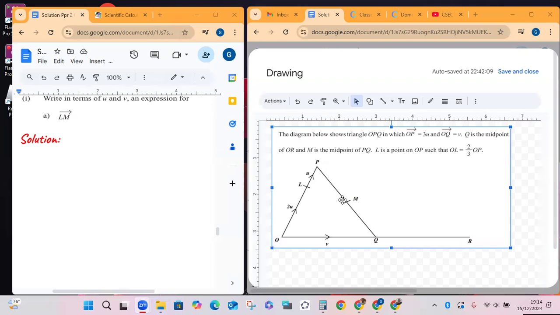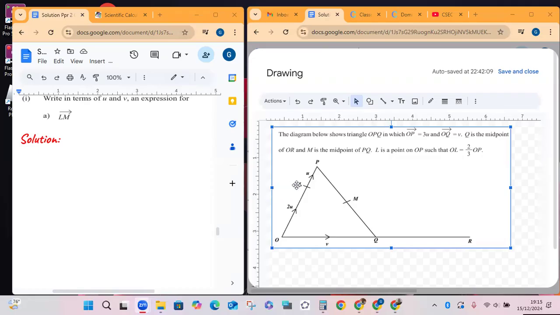And M is the midpoint of PQ. So PM is half of PQ. Okay. L is a point on OP such that OL is 2/3 OP. Yeah, that makes sense because remember that's 2u over 3u. So that's 2/3. OL is 2/3 OP. Okay. Now we have to find LM in terms of u and v.